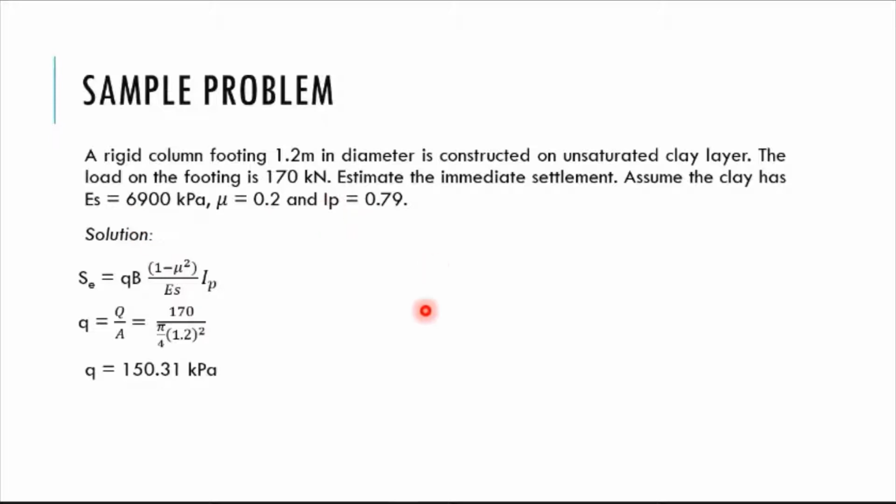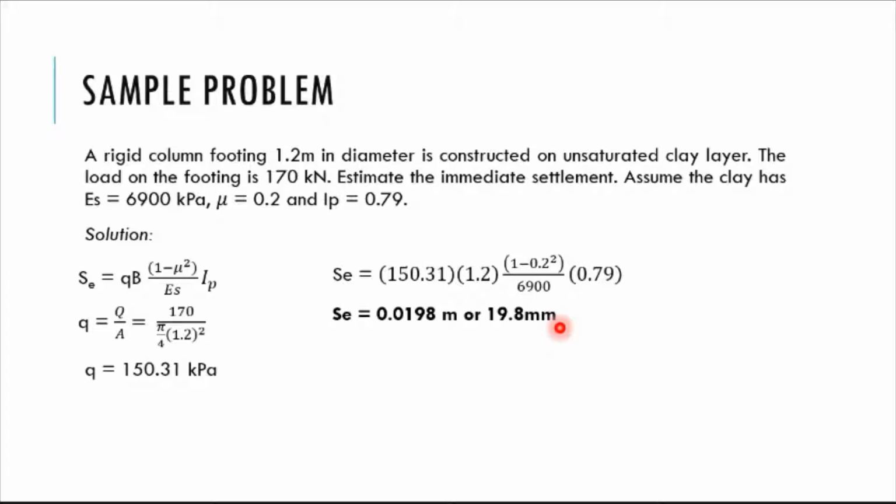We just have to substitute the values in the formula. So this gives us 150.31 multiplied by 1.2 multiplied by 1 minus 0.2 squared, over 6,900, multiplied by 0.79. We are given the value of the elastic settlement of the soil, which is equal to 0.0198 meter or 19.8 millimeters. So that is how you solve for the elastic settlement of the soil.